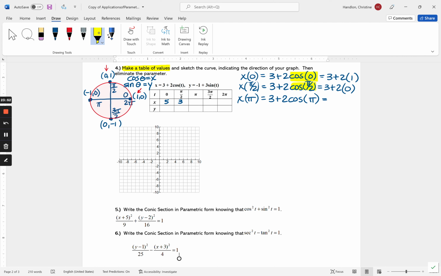So we are going to find cosine of pi. Cosine of pi is what x value? Negative 1. So let's substitute. 3 plus 2 times negative 1. 2 times negative 1 is negative 2. Negative 2 plus 3 is a 1.